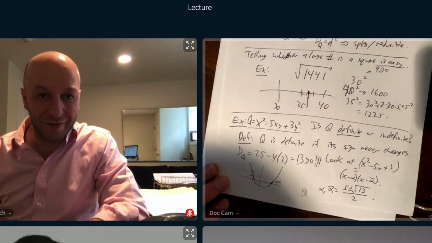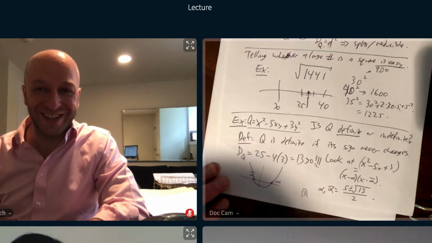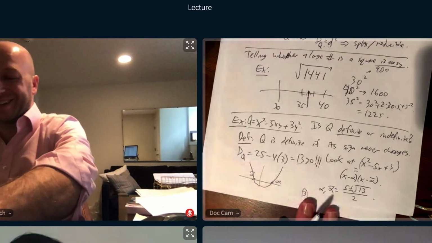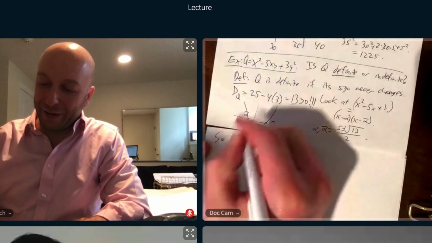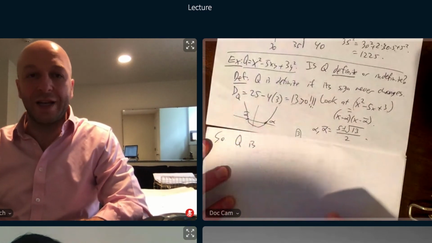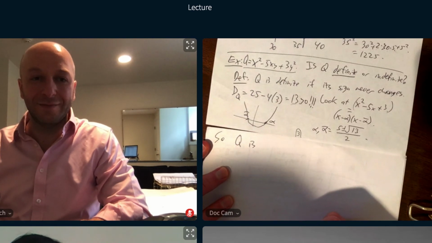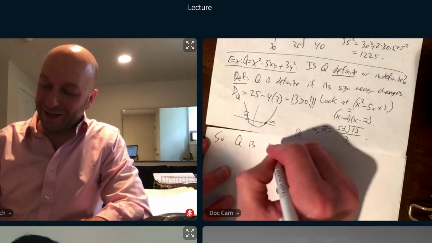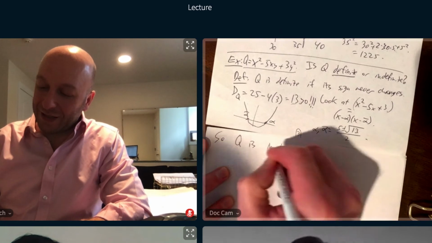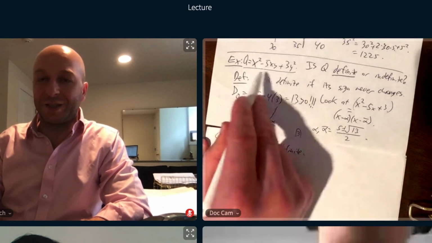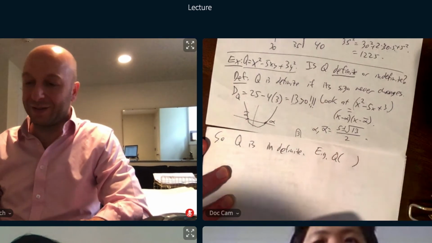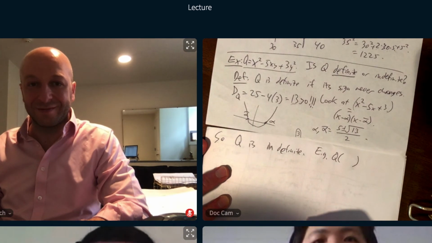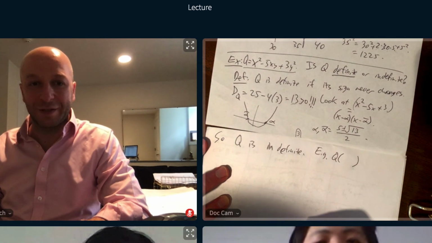Random question. 13 is 1 mod 4. Is that significant? It is significant, as we will see in just a second. Let's just answer the question. So this Q is definite or indefinite? Indefinite. Can someone give me values of x and y for which this is positive?